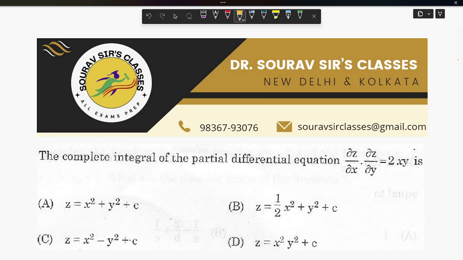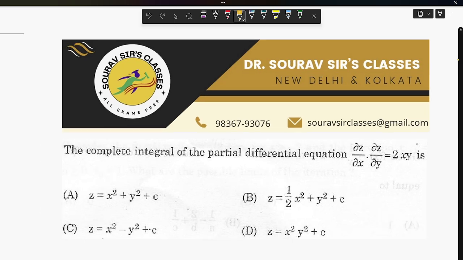Okay, so now we are going to solve a mathematical problem which appeared in the year 2024 in the question paper of PUMDET. The question is telling us that the complete integral of the partial differential equation del z del x into del z del y equals 2xy is, there are four options here. Option A is z equals x square plus y square equals c plus c. Option B is z equals half x square plus y square plus c. Option C is z equals x square minus y square plus c, and option D is z equals x square y square plus c.